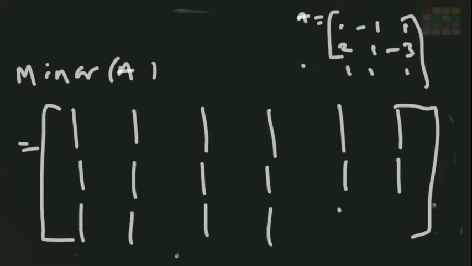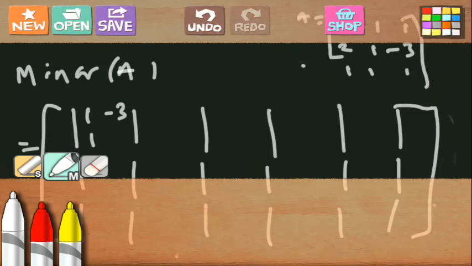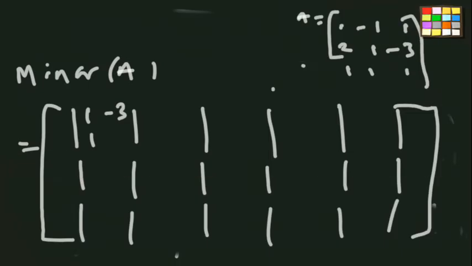Nine determinants. Then these elements, after removing the first row and first column, are 1 minus 3, 1 and 1. These elements are after removing the second column and first row. If I remove the second column and first row, what is left? You write it down. So it will be 2 minus 3 and 1 1. Here, for the third column and first row, what is left is 2 1 and 1 1.